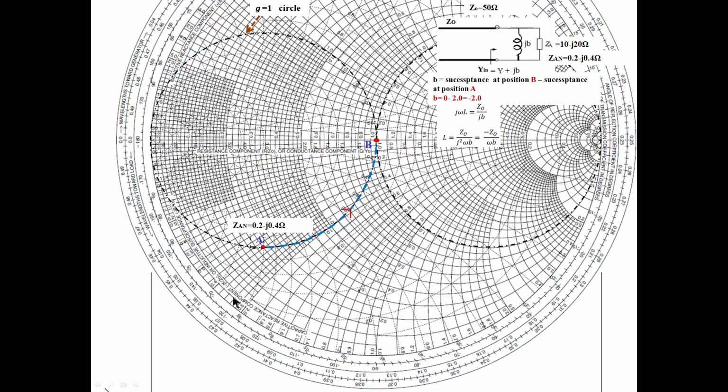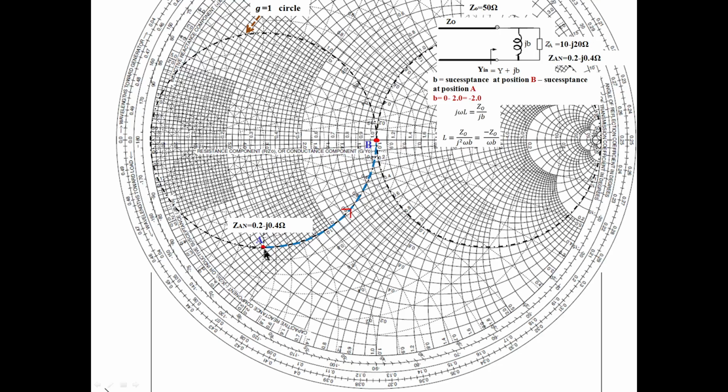What is x is equal to minus 0.4 here? See, this is a reactance circle. x is equal to 0.4. They are intersecting here, so I marked here. See here, 0.4 reactance circle, and resistance is 0.2. They are intersecting here. I marked the load here. Okay.